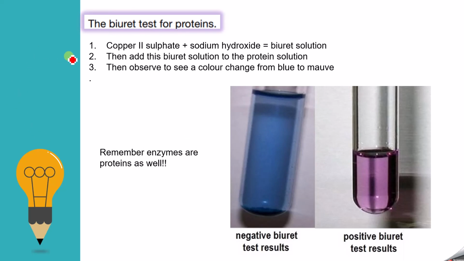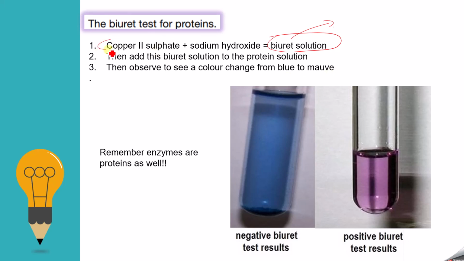To test for proteins, we're going to do a biuret test. We're going to get copper 2 sulfate plus sodium hydroxide. That makes a biuret solution. Usually I prefer to stick to biuret solution. So I'll say I get biuret solution, then add this biuret solution to the protein solution, then observe a color change from blue to purple or mauve.